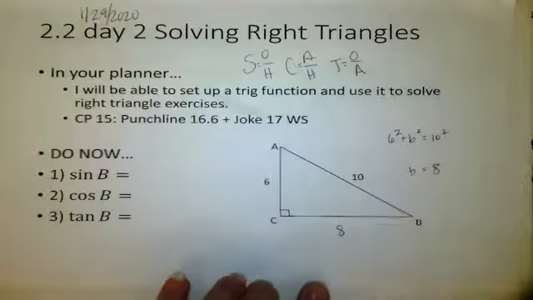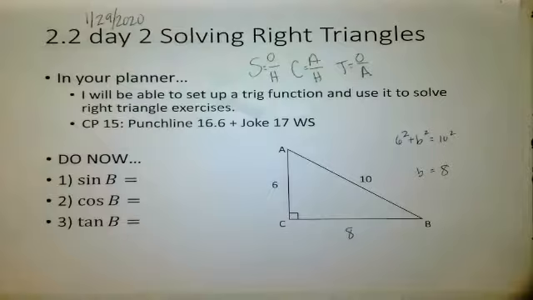I heard 3, 4, 5. Tell me what 3, 4, 5 means. It's like, it's a smaller triangle. Yeah. So 3, 4, 5 is what we call a Pythagorean triple.